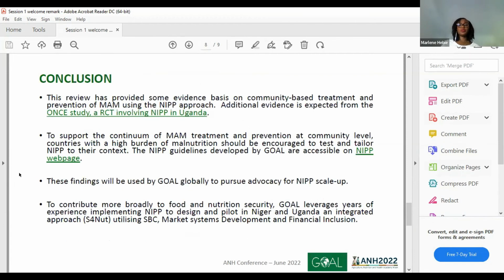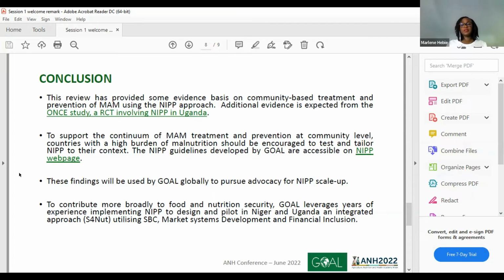So in conclusion, this review has provided some evidence basis on the community-based treatment and prevention of moderate acute malnutrition using the NIP approach. And we are expecting to get more evidence from the one study, which is an RCT involving the NIP approach conducted in Uganda in partnership with Tufts University and as part of the consortium.